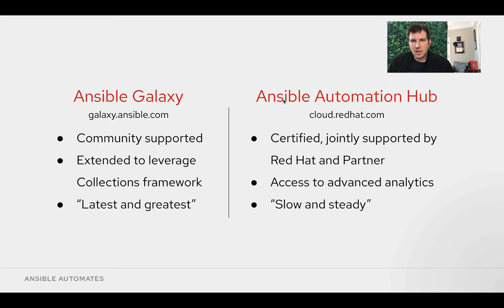So where is the content? We have the upstream Ansible Galaxy and the downstream Ansible Automation Hub. And the way I like to equate this and explain it to people that are unfamiliar with Galaxy and Automation Hub is that people are usually familiar with Red Hat Enterprise Linux and the upstream Fedora.